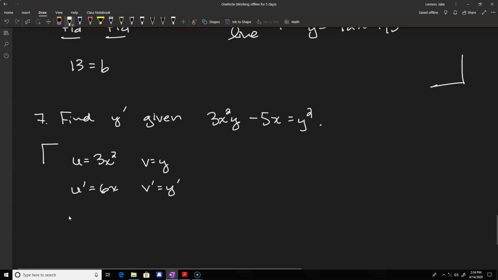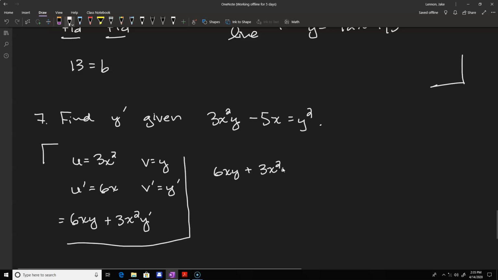So the derivative of that first term there will be 6xy plus 3x squared y prime. So that's the product rule for finding the derivative of the first term. So let's just do some scratch work off to the side. The derivative of 3x squared y is 6xy plus 3x squared y prime.